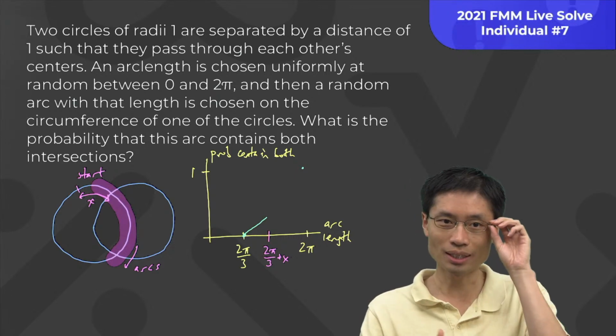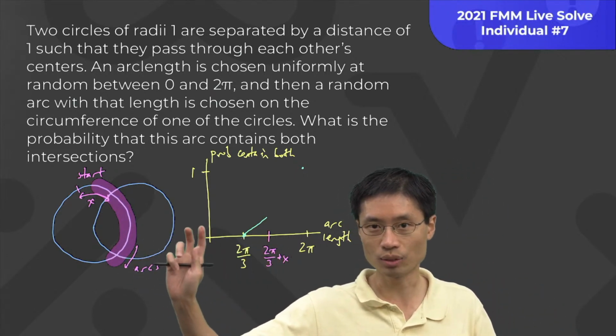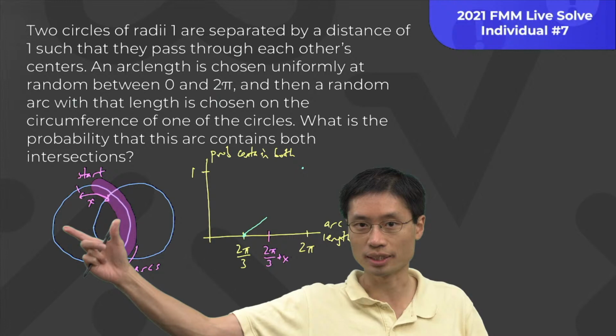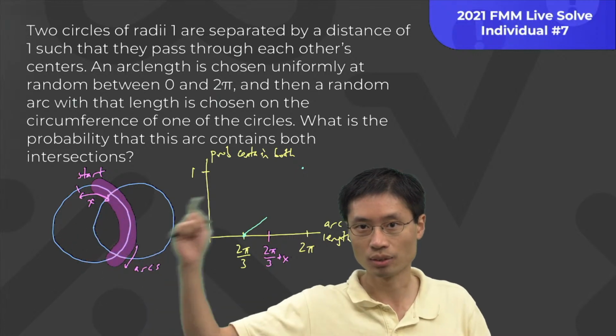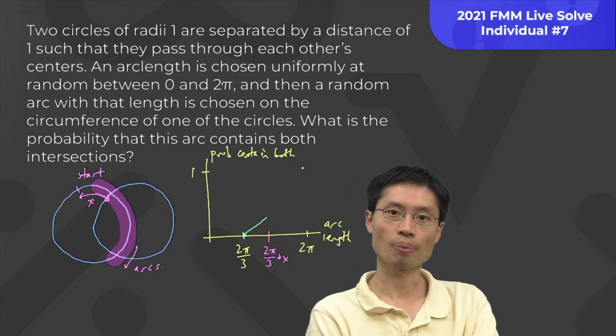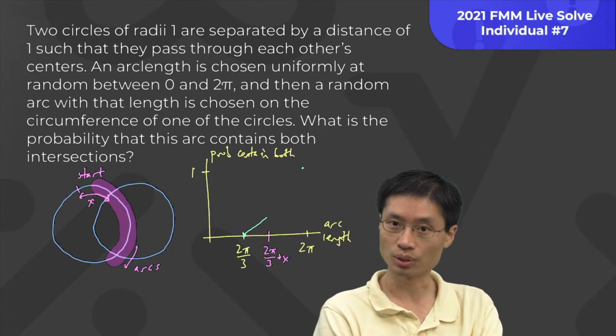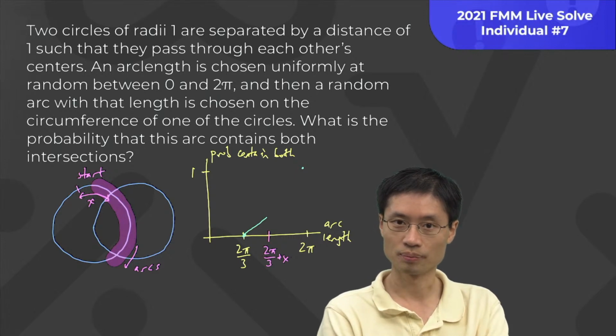Yeah. So what I want to do here is calculate the don't contain. The reason I'm doing that is because if I want to not contain both intersections, no, that's not the opposite. The opposite is contains less than or equal to 2 of the intersections.